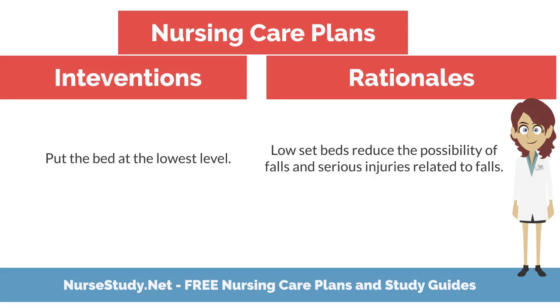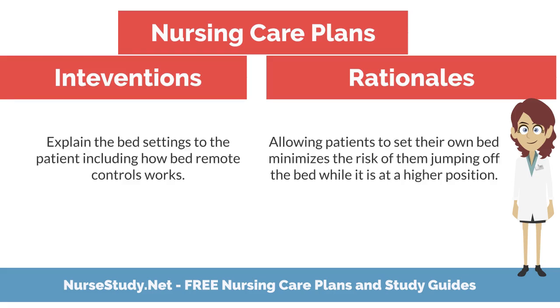Intervention. Put the bed at the lowest level. Rationale. Low set beds reduce the possibility of falls and serious injury related to falls. Intervention. Explain the bed settings to the patient, including how the bed remote controls work. Rationale. Allowing patients to set their own bed minimizes the risk of them jumping off the bed while it is in a higher position.